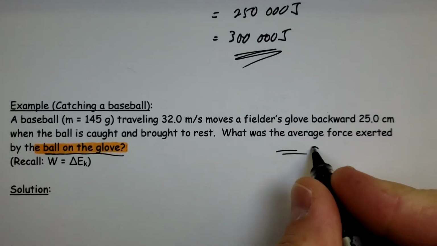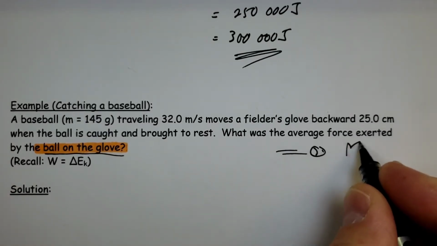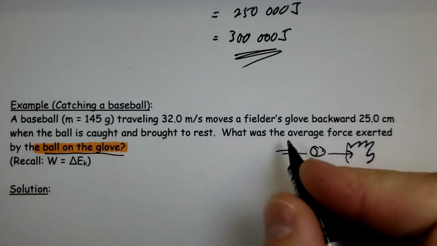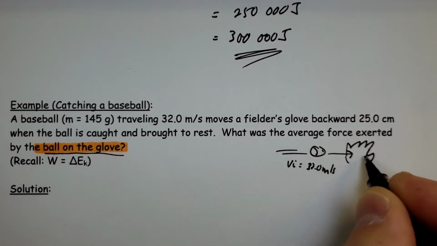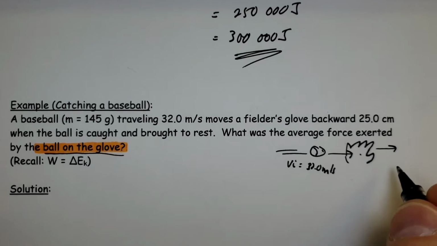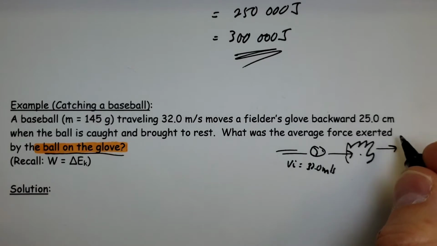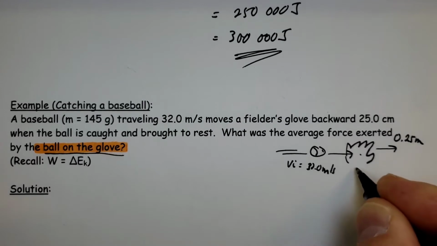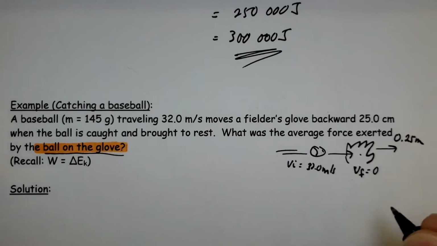So we have a ball moving this way, a baseball, and here you have a glove. It's kind of a sad looking glove, but it's going that way. So v initial, it's moving 32.0 meters per second, and then when it hits the ball, the glove is going to be going that way. Now 25 centimeters, of course, with all of our displacements, it has to be in meters, so 0.25 meters. And the ball is brought to rest. So that's what's going to happen there. It's going to reach zero.